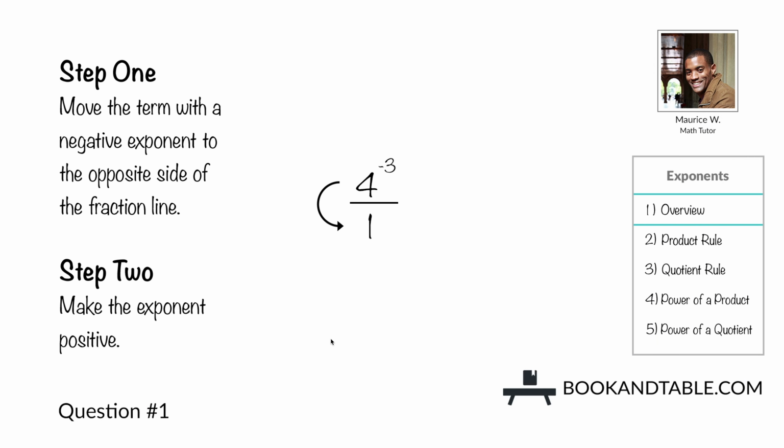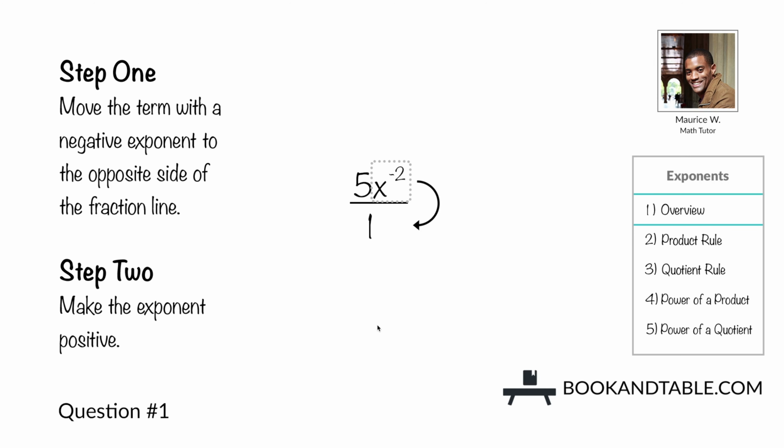Question number 1, we're given 4 to the negative 3. That's the same as dividing it by 1. Anything divided by 1 is just itself. So this makes it a bit easier to see step number 1: move the term with a negative exponent to the opposite side of the fraction line. So we move 4 to the negative 3 from the numerator to the denominator. And that allows us to do step 2, make the exponent positive. 1 over 4 cubed is equal to 1 over 64. So that is the answer to question number 1, 1 over 64.